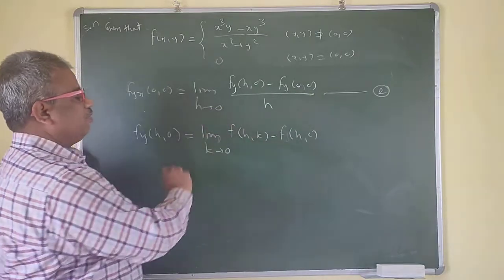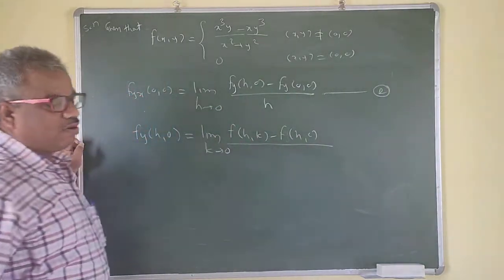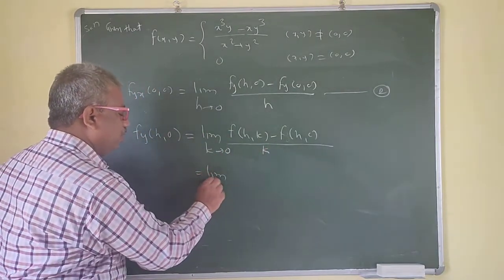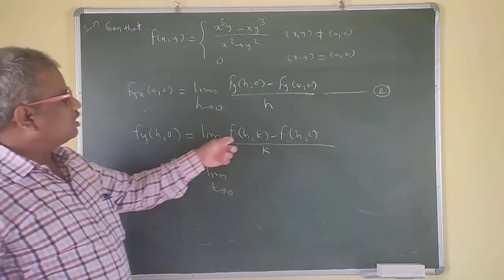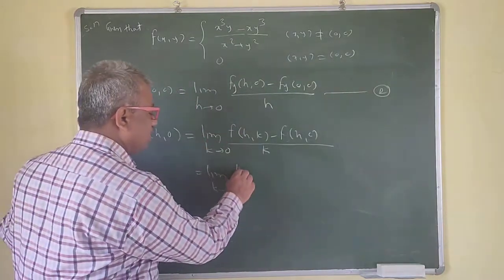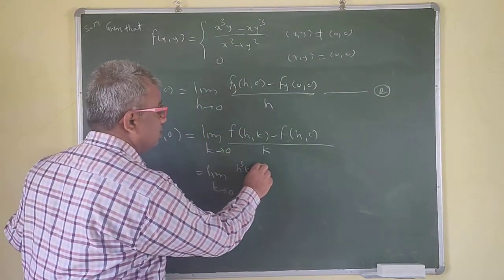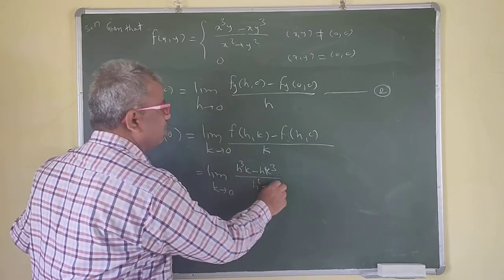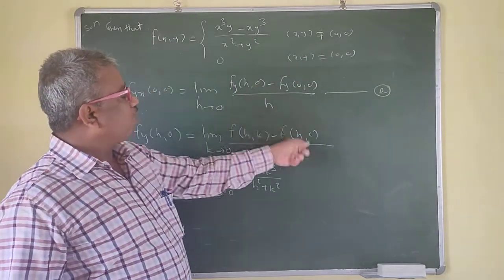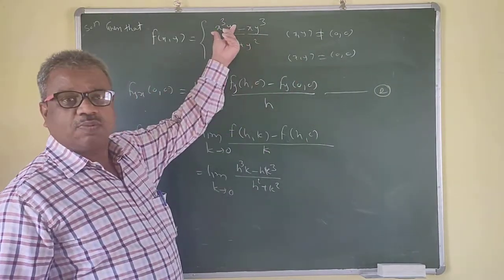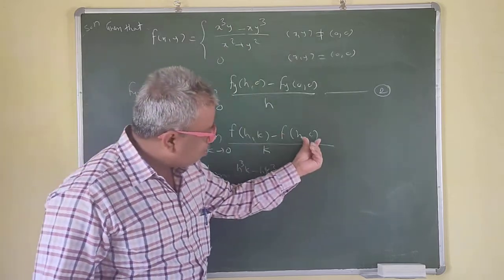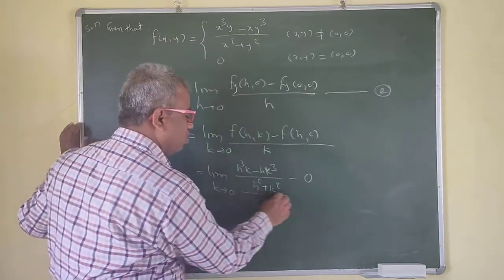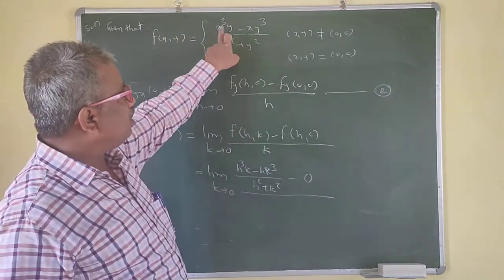This will be as it is, f of (h,0). Only we have to change the y coordinate, upon k. We'll put the value here. Limit k tends to 0, f(h,k). So f(h,k) means h cube k minus h k cube upon h square plus k square. Now see, put x is equal to h here and y is equal to 0. If one of x or y is 0, then everything is 0.